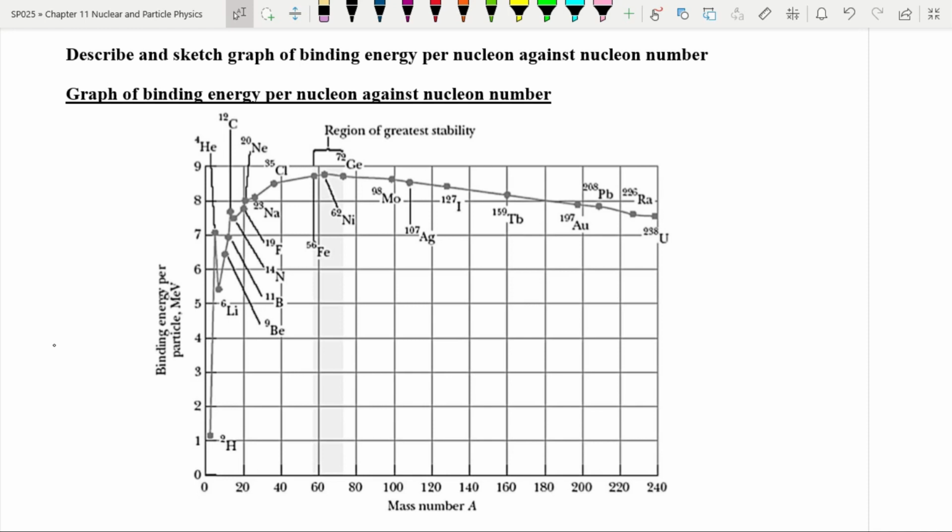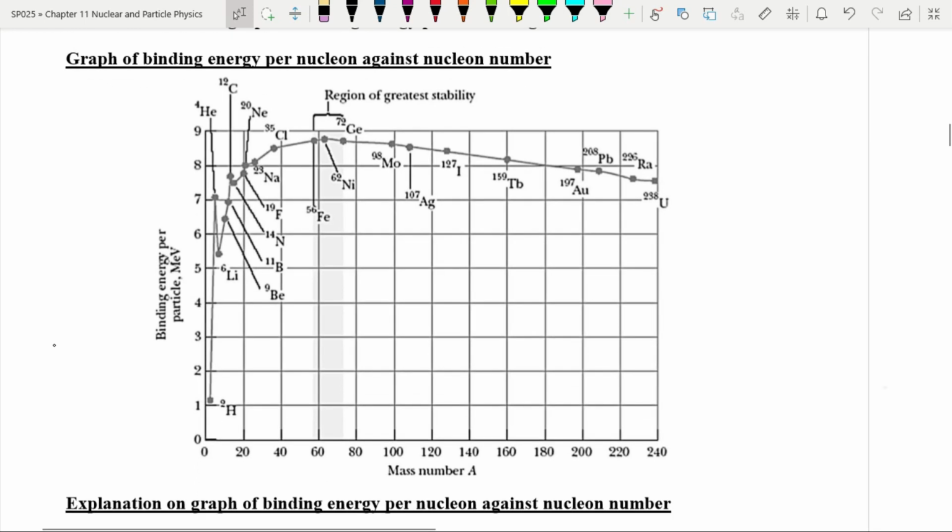Okay, kalau kita tengok graph kita, so saya highlightkan tentang graph daripada hydrogen sampailah ferrum ataupun iron, nickel dekat sini. So, dia punya rapid increase in binding energy per nucleon. Okay, so saya highlightkan di sebelah. Axis Y ni adalah binding energy per nucleon ataupun per particle. Usually kita akan katakan per nucleon lah. Dan unit dia adalah MeV.